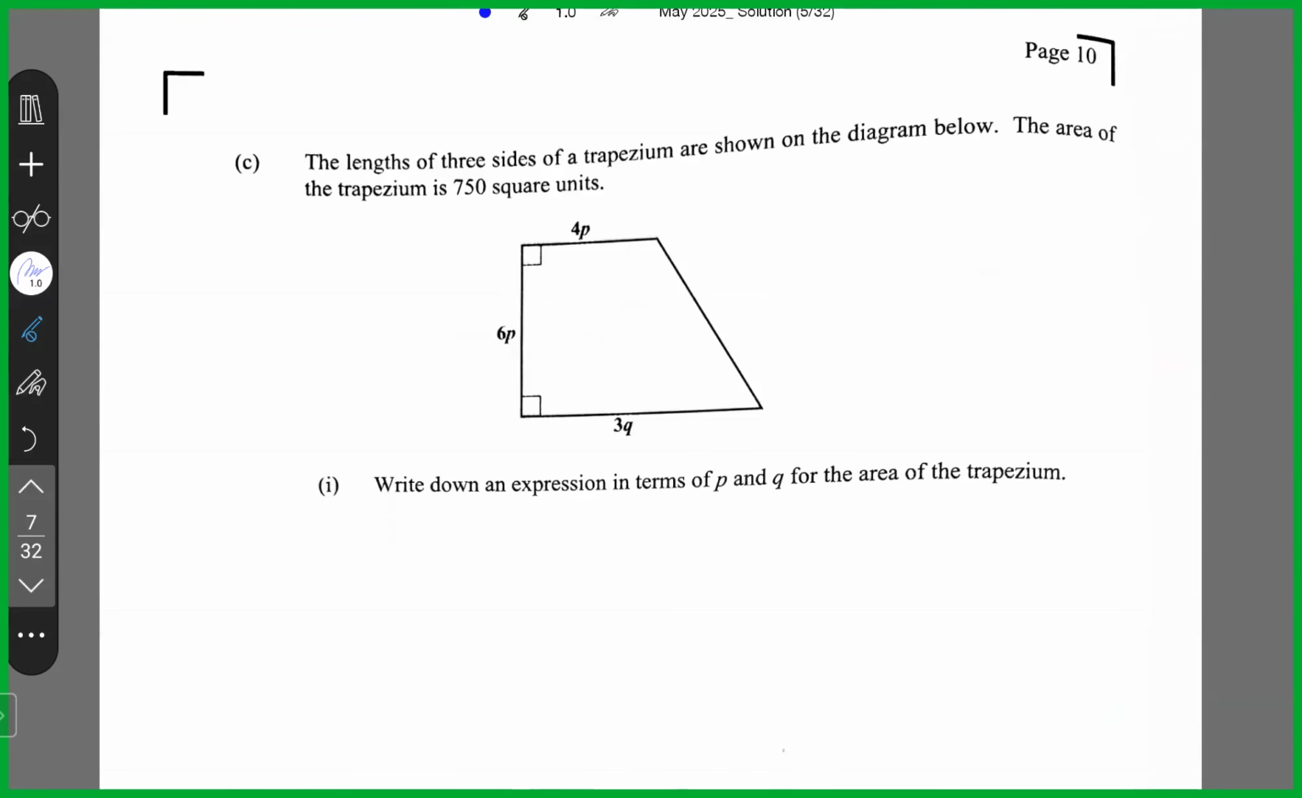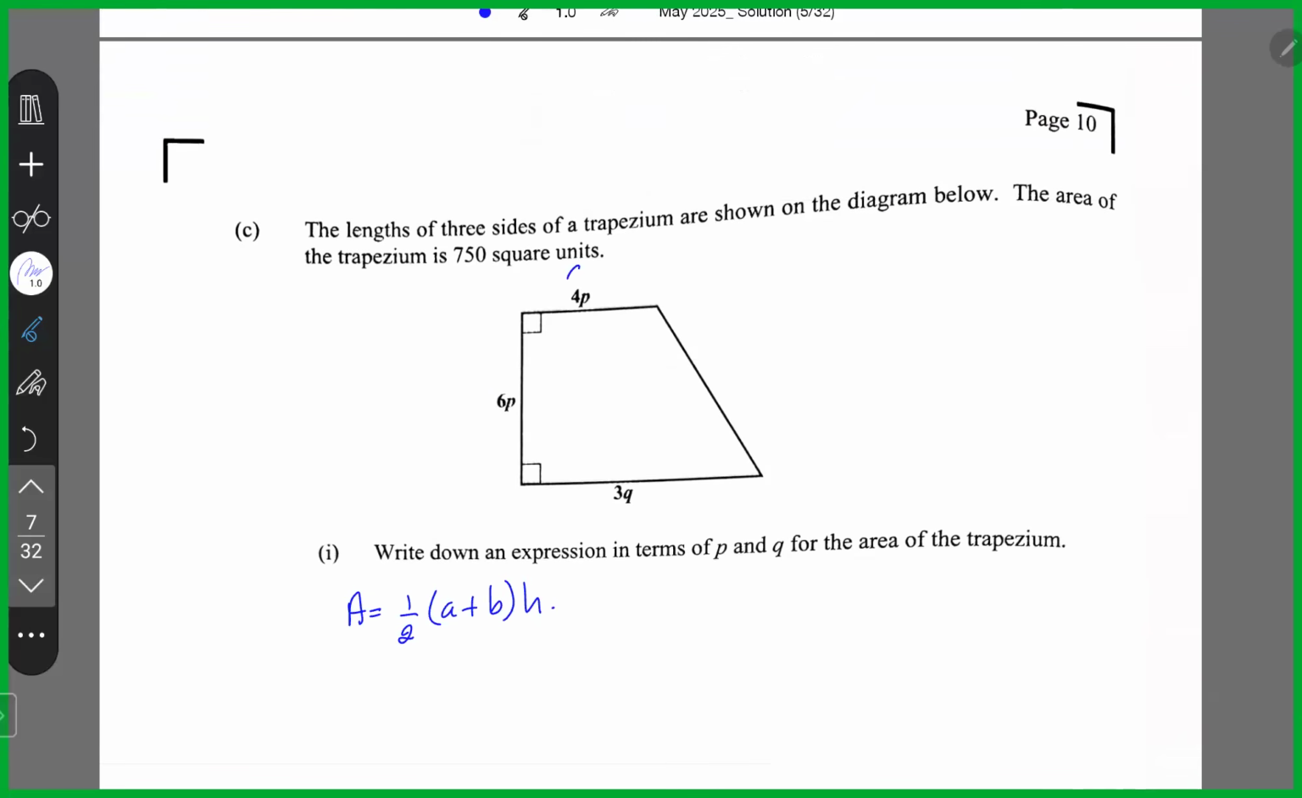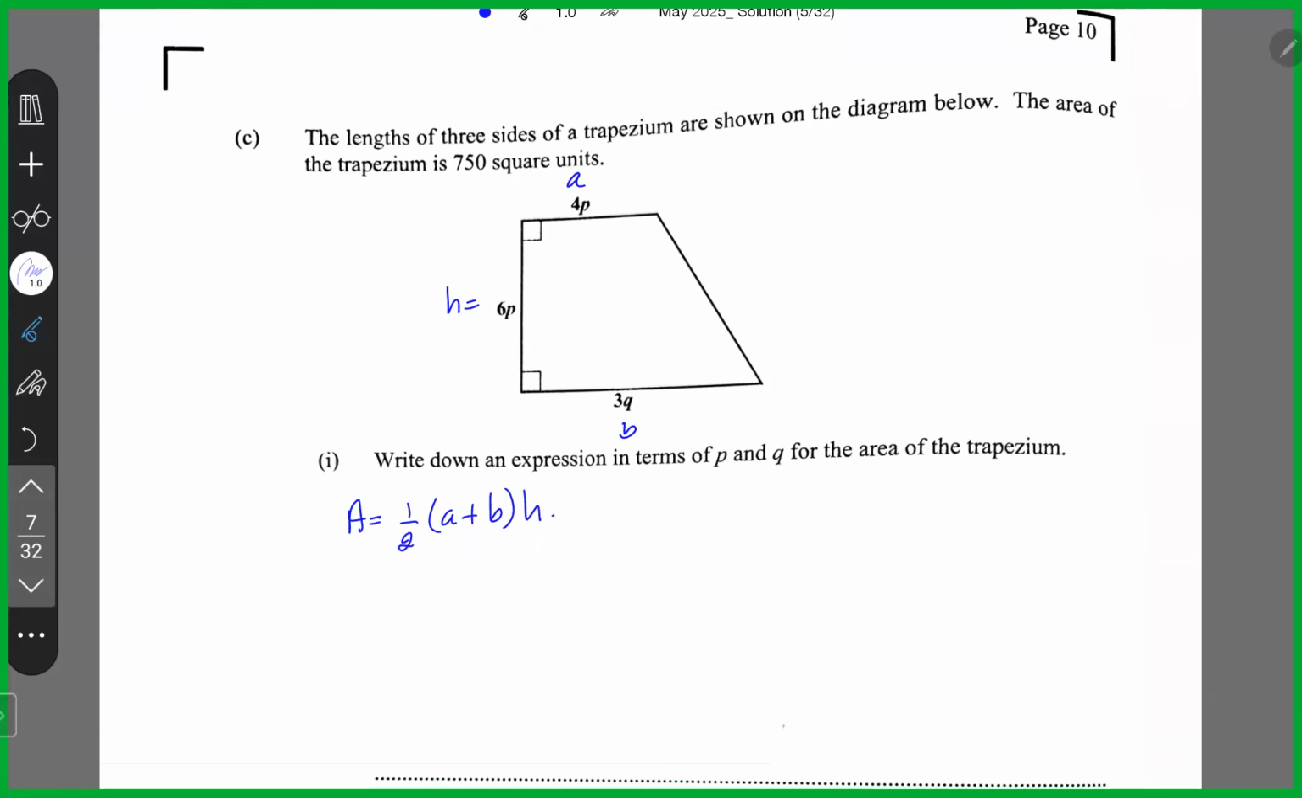C says the lengths of 3 sides of a trapezium are shown in the diagram below. The area of the trapezium is 750 square units. Write an expression in terms of p and q for the area of the trapezium. Well, the formula for the area of a trapezium is a half (a plus b) times h. So this would be a, this would be b, and this would be h.